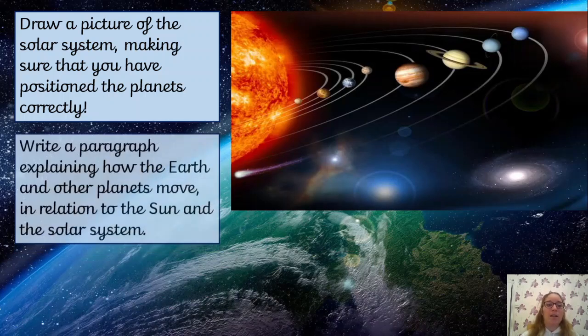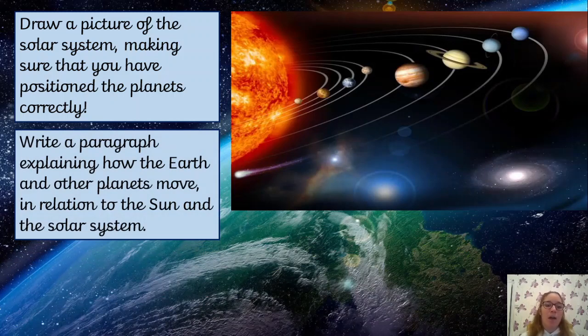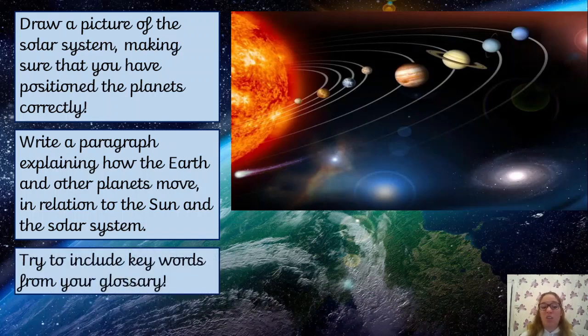Once you've done that, I'd like you to write a paragraph explaining how the Earth and other planets move in relation to the sun and the solar system. I would like you to try and include your keywords from your glossary. You can speak about the revolutions, the rotation, axes, hemispheres, day and night, seasons, orbit. You might want to write about an ellipse, the solar system, and where the solar system got its name. There's lots of things you can be writing about.